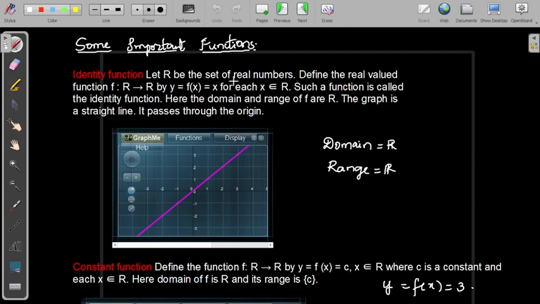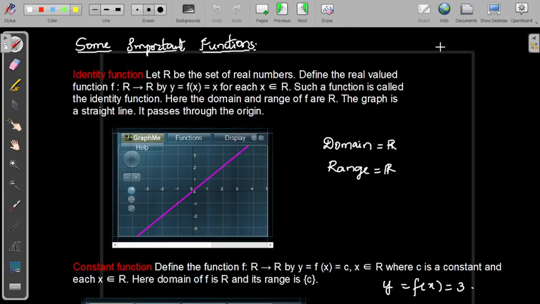Suppose you have a set of real numbers which is denoted as R. Define the real valued function f from R to R by y equal to f of x, which is equal to x for each x belongs to R. Then such a function is called the identity function, where the domain and range of the function are R. The graph is a straight line which passes through the origin. So this is the formal definition of identity function.